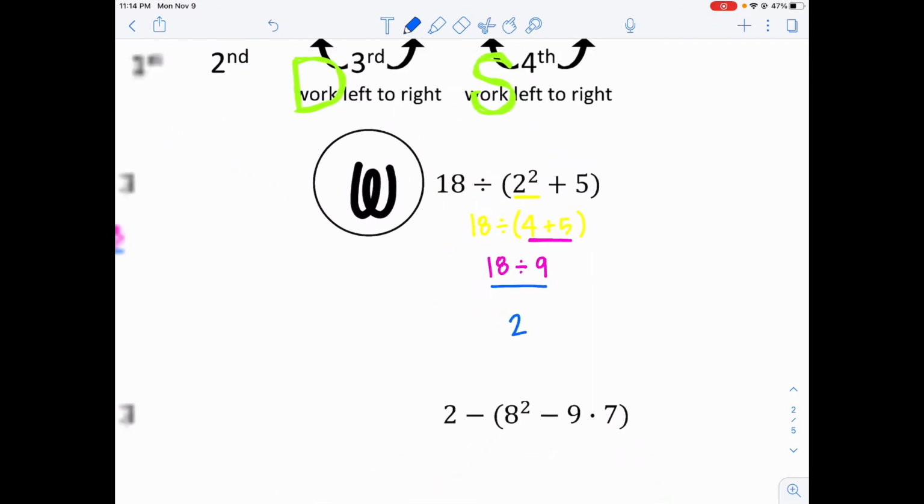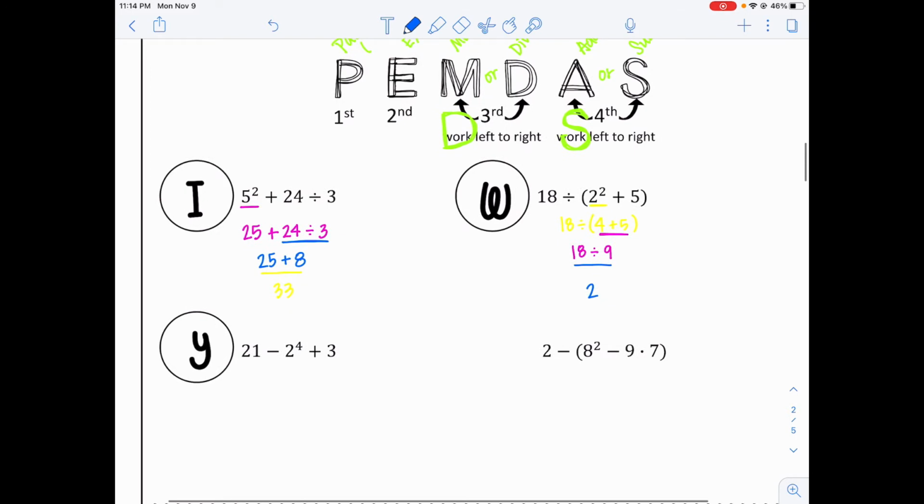Now I will say, for everything that you're doing in these notes and in your assignment, your answers or your solutions as you simplify these expressions should be integers. Integers are whole numbers that are either positive or negative. That means you should not be getting any fractions and you should not be getting any decimals. So if you go to do some division and you get a fraction or a decimal, that should be a red flag that you've done it incorrectly.